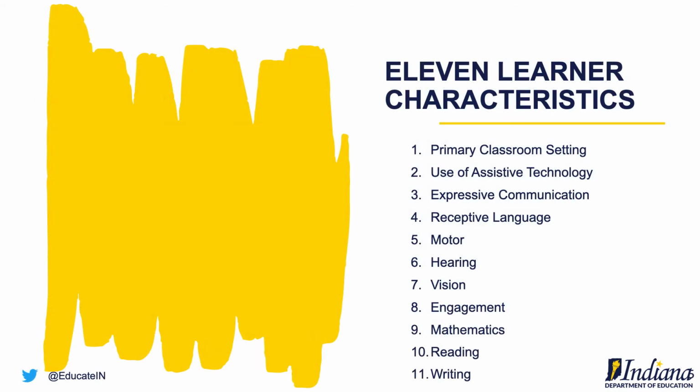The 11 learner characteristics include the following: primary classroom setting, use of assistive technology, expressive communication, receptive language, motor, hearing, vision, engagement, mathematics, reading, and writing.